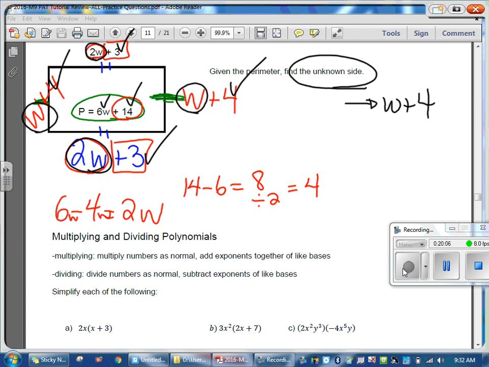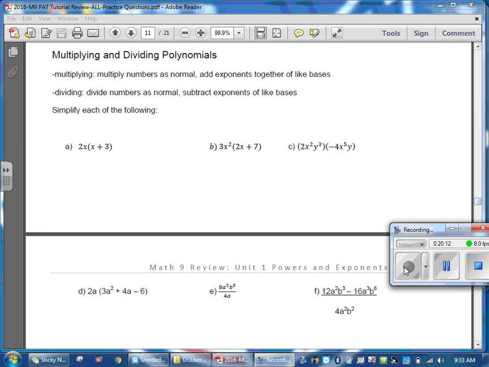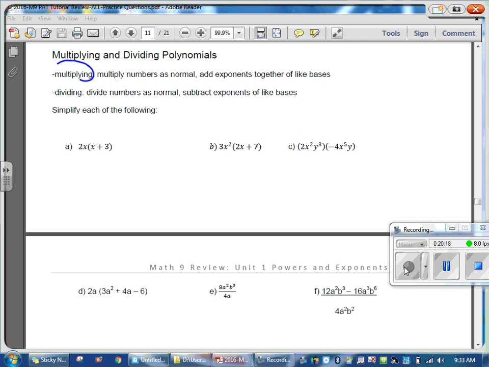Now we're going to multiply and divide polynomials. So here are our rules. When we multiply digits normally, so a digit times digits, when we multiply coefficients, they multiply by themselves. But we add exponents of like bases. Like bases means same variables.